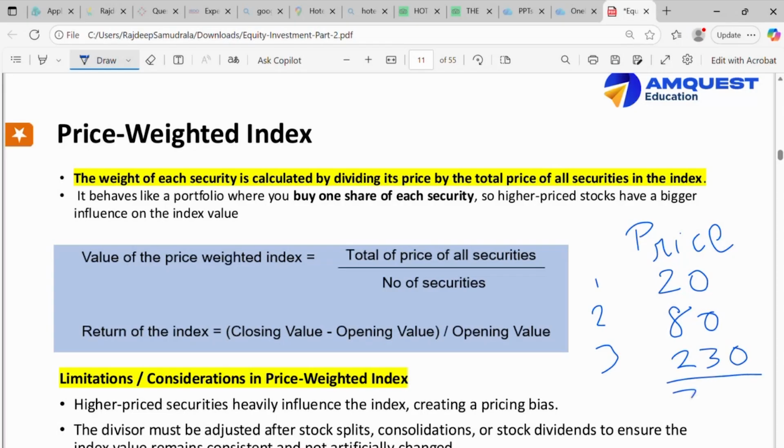So one is very high, other low. Now total comes to 330. So that means the price index is divided by 3, it comes to 110. 110 is the price index.